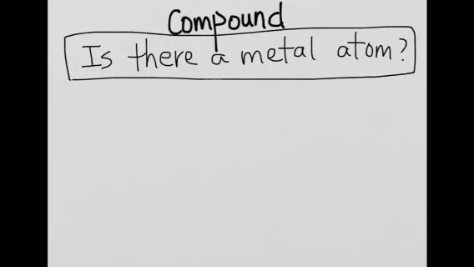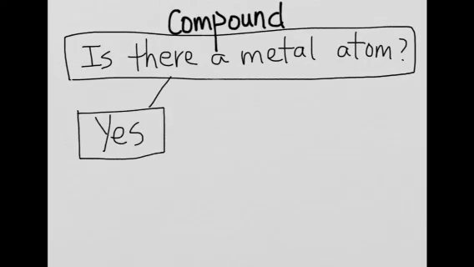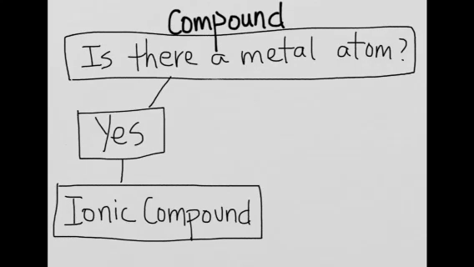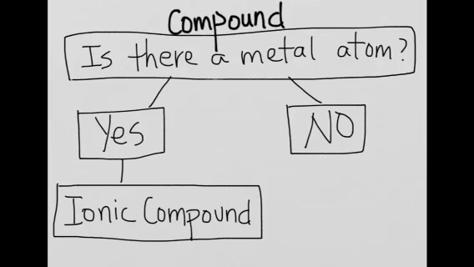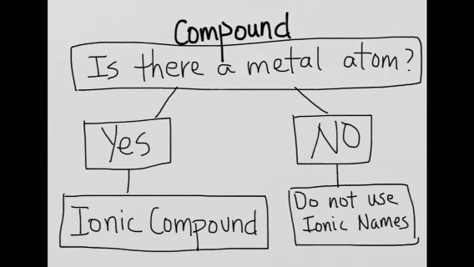So you must be sure that you have an ionic compound if you are going to use the ionic convention for naming it. You have a metal atom, you have an ionic compound. If you do not have a metal atom, you do not have an ionic compound, so you can't use ionic names.